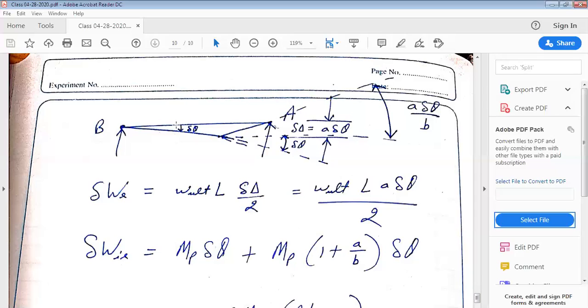So the external work would be equal to WULT into L into delta triangle by 2. Now here it is worth appreciating that since it's a distributed load and the load is acting throughout the span of the beam, we have assumed the average deflection of the beam as delta triangle by 2. The total load has been taken as WULT into L, and the average deflection has been taken as delta triangle by 2. So that gives us external virtual work as WULT into L into A delta theta by 2. And internal virtual work would be MP delta theta plus MP (1 plus A by B) delta theta.